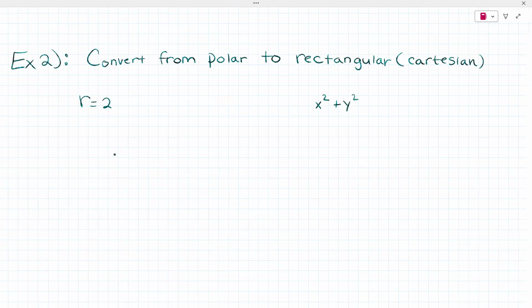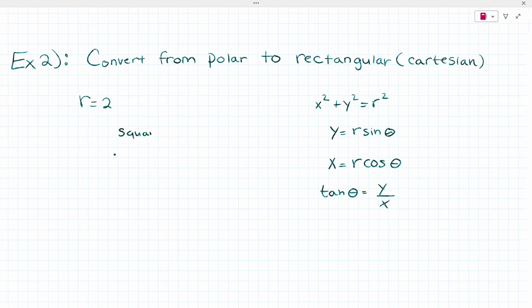So when they say convert polar to rectangular, we know that x squared plus y squared equals r squared. And we also know that y equals r sine theta, and x equals r cosine theta. And we also know that tan theta is y over x. Okay, so if r equals 2, what can we do? Maybe I can square both sides, right? Would that even help? Since this is an r squared, maybe if I square both sides, something might happen.